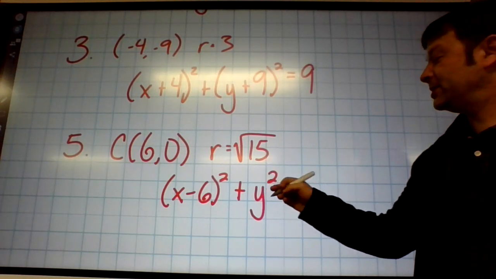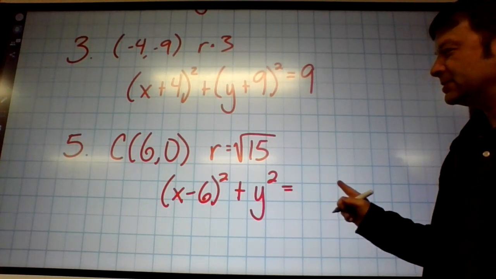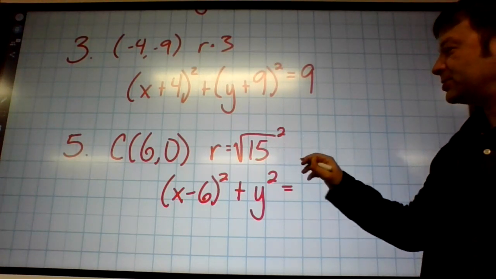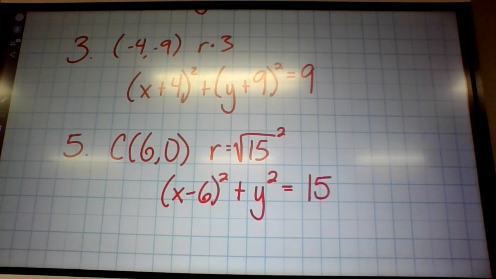What are we going to put out here? If the radius is square root of 15, then this squared is just 15. The square root goes away.